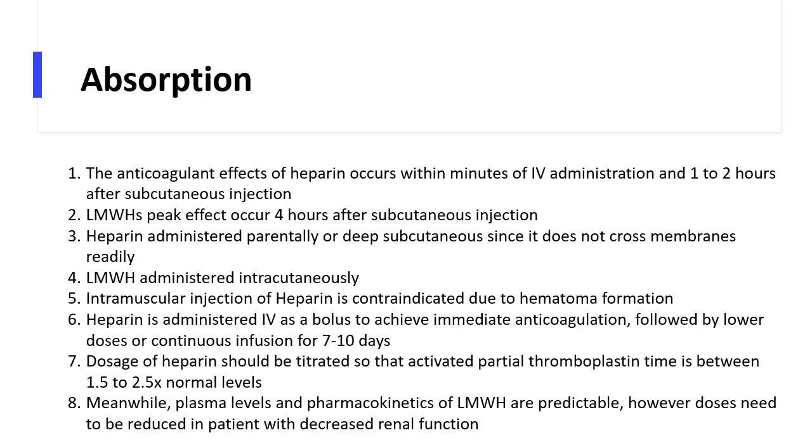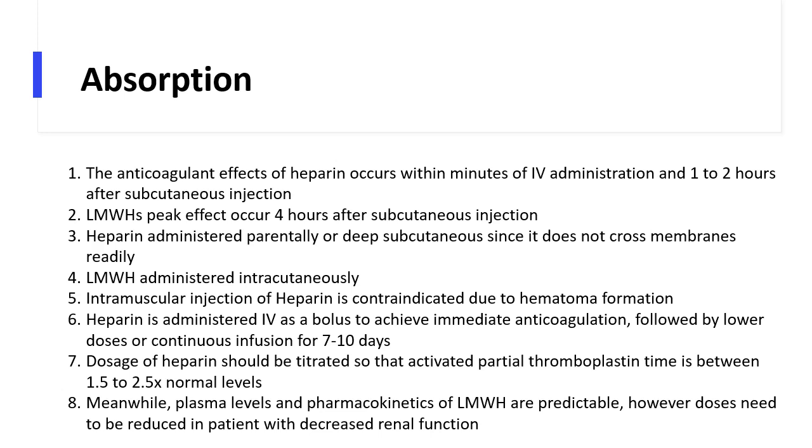What about the pharmacokinetics of thrombin inhibitors? First, absorption. The anticoagulant effect of heparin occurs within minutes of IV administration and 1 to 2 hours after a subcutaneous injection. Low molecular weight heparin's peak effect occurs 4 hours after subcutaneous injection. Heparin is administered parenterally or deep subcutaneous since it does not cross membranes readily. Low molecular weight heparins are administered subcutaneously. Intramuscular injections of heparin are contraindicated due to hematoma formation.